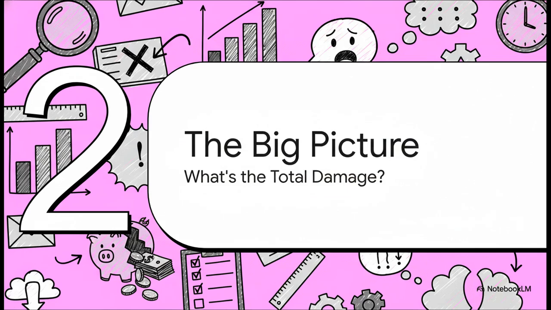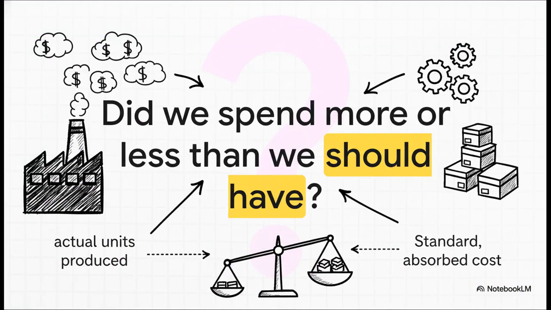All right, time to start our investigation. The very first step, always, is to figure out the total damage. What's the big number? How far off were we from what we expected? Now, this is the most important business question to ask first. Notice the wording here, what we should have spent for the t-shirts we actually produced. We're not comparing our actual costs to the original plan anymore. We're comparing them to a flexible budget, the standard cost for the actual work we did. This is a critical distinction that can make or break you in the exam.